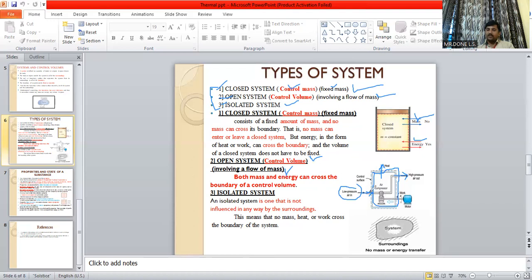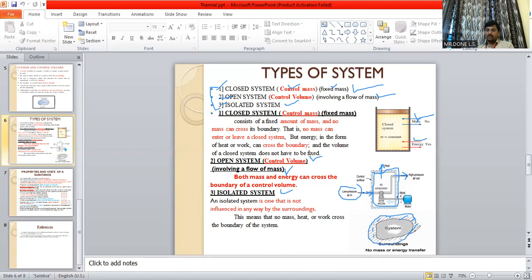Now, a special case of the system is known as the isolated system. See here, the figure shows a system which is perfectly insulated from the outside, at the boundary of the system. There is a perfect insulator, so there is no interaction of energy. This insulation is provided to prevent energy interaction between the system and surrounding. This is known as special purpose insulation.